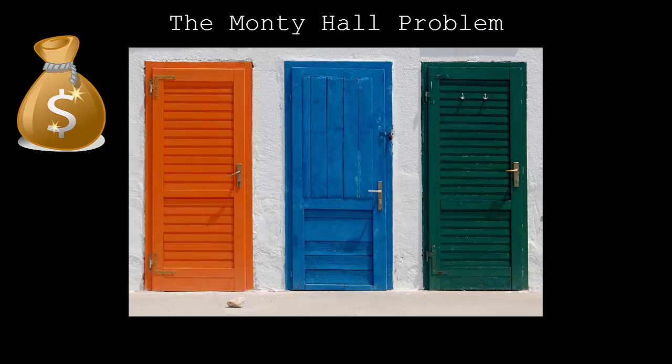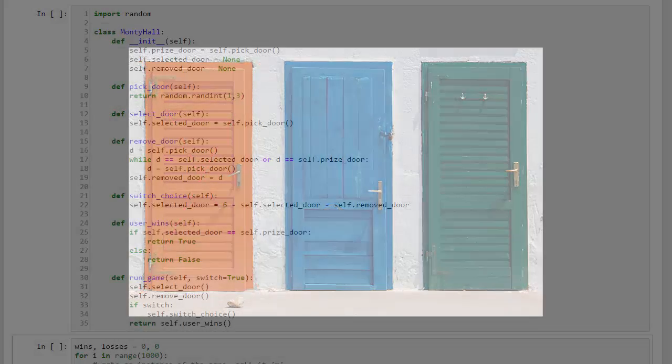So here's the problem. You're on a game show, and you're presented with three doors. Behind one of those doors is a sack of money. You get to choose which door to open. Let's say you choose the green door. After you make your choice, the game show host opens one of the other doors to reveal that the money is not behind that door. For example, he might open the orange door, showing you that there's nothing behind it. Then he asks you, do you want to keep your choice or do you want to switch to the blue door? What should you do?